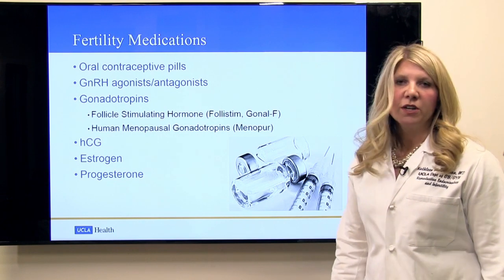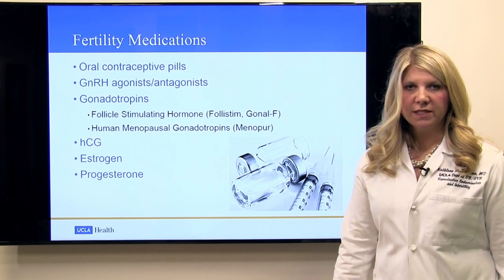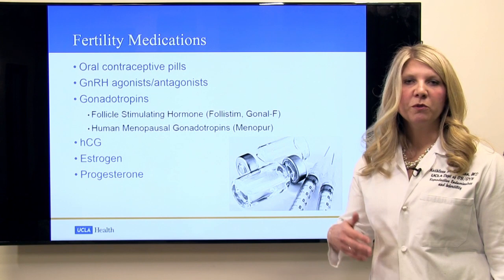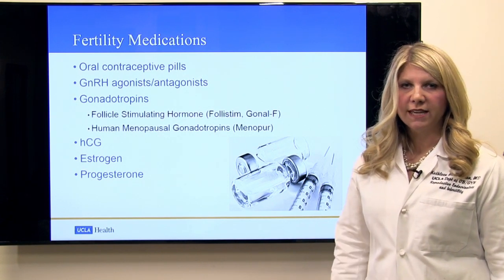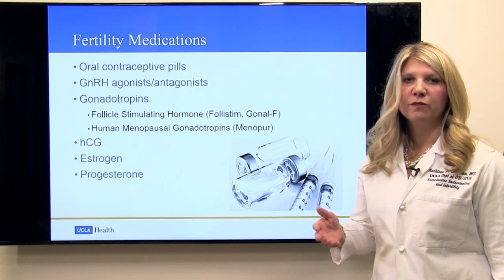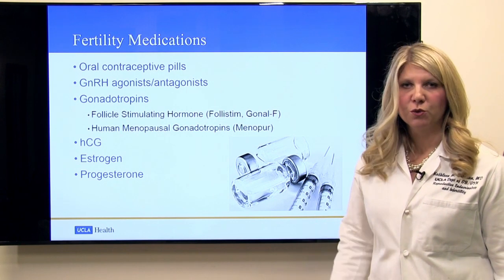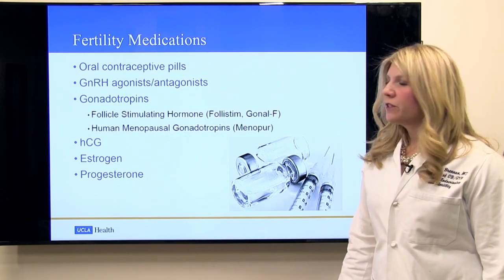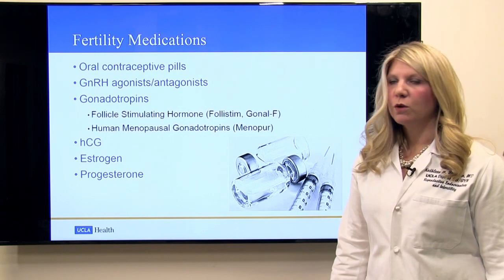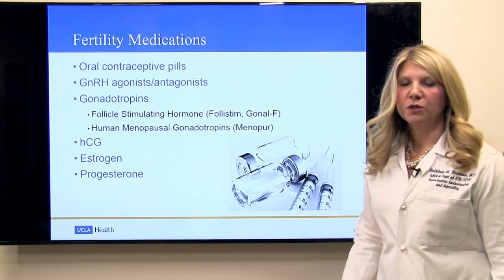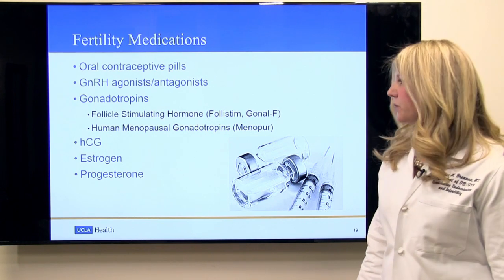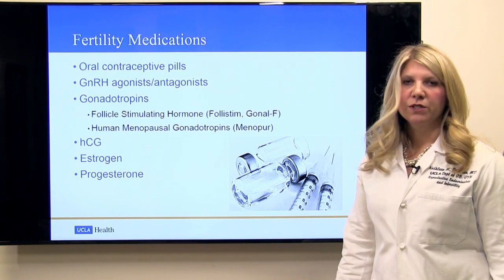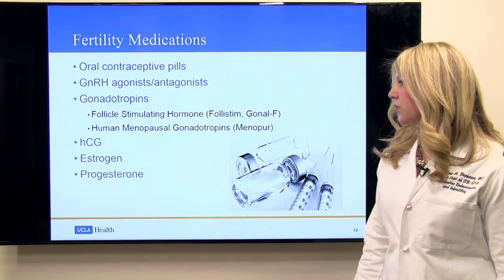The gonadotropins are actually the medications that are used to stimulate the follicles so that a woman will grow more than one follicle in a cycle, with the goal of having at least 4, but even up to 10, 15, or 20 eggs grow in a particular IVF cycle. First, there is the follicle stimulating hormone, which may be called Follistim or Gonal F, depending on the brand that's used. And this medication, again, will stimulate the follicles to grow.